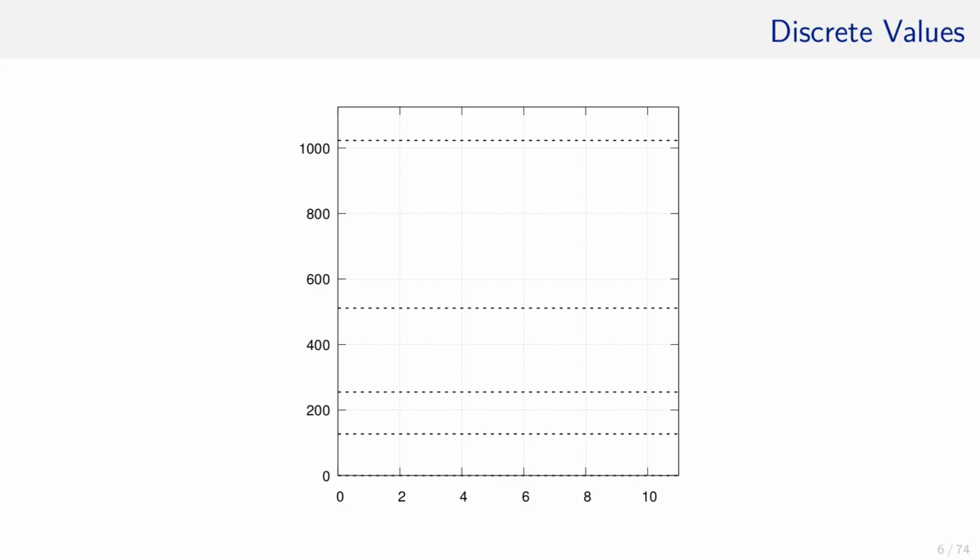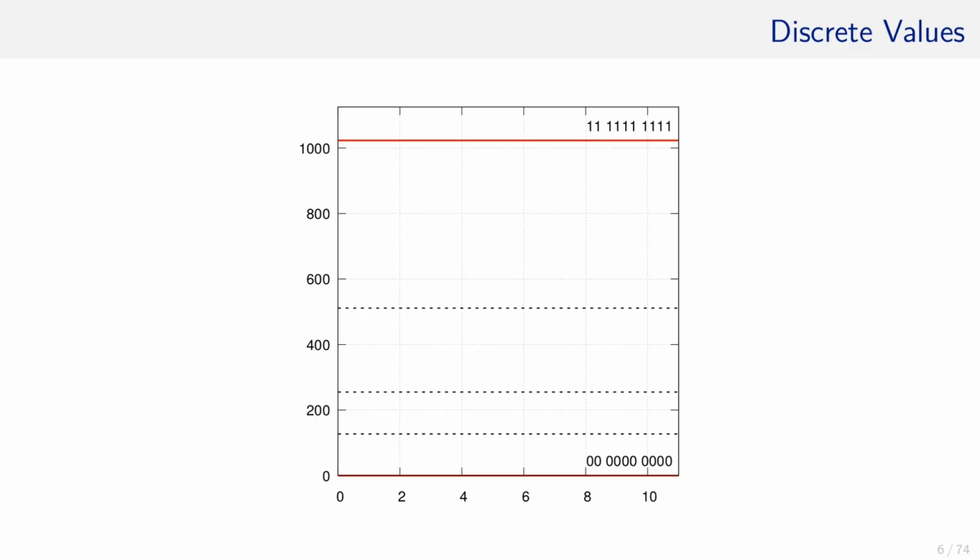Therefore, we need more distinct values. And the more we have, the more accurate we can express the analog value. For instance, instead of 0 and 1, let's divide the range from 0 to 5 volt into 1024 distinct values. 0 represents 0 volt, and the highest, that is 1023, since we start counting from 0, represents 5 volt.